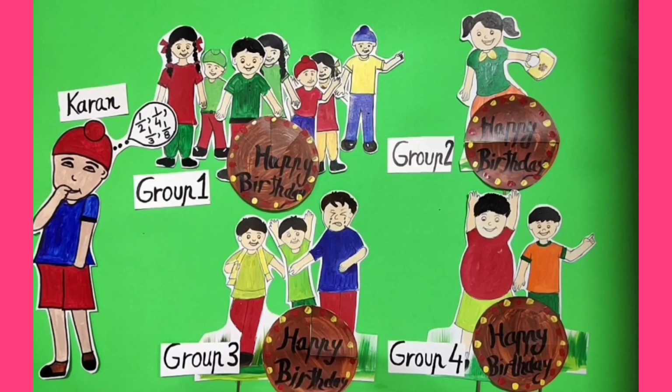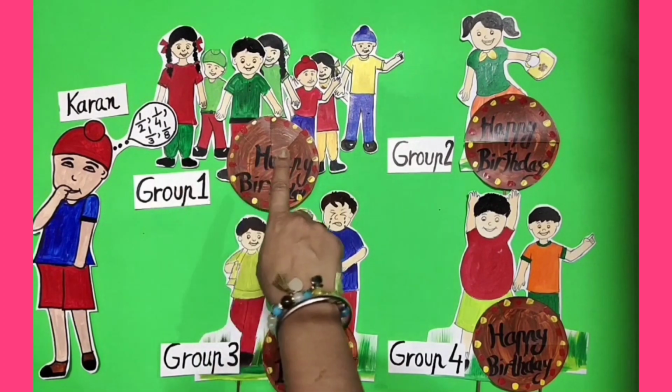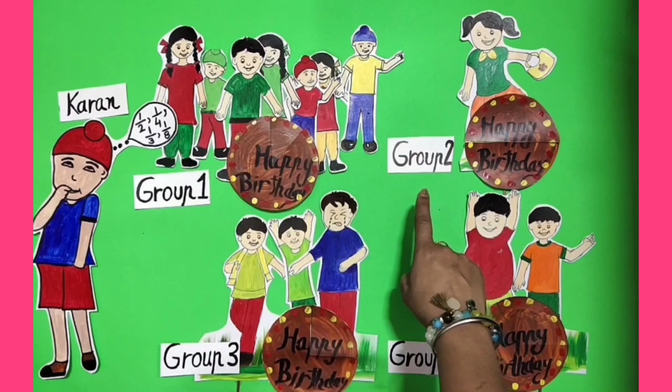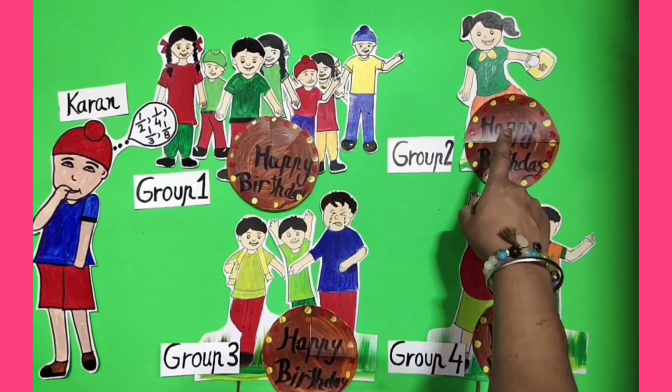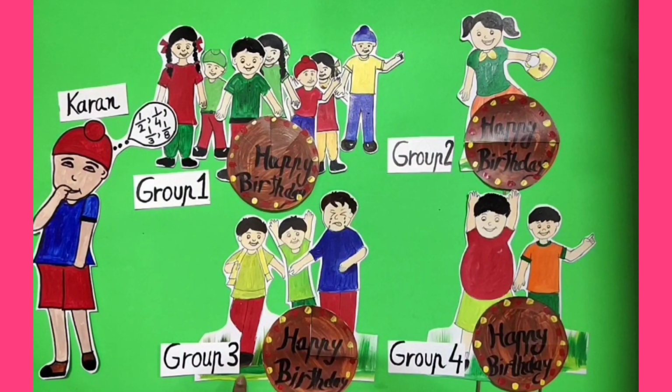In group 1, there are already 7 children. In group 2, there is 1 child. In group 3, there are 3 children. And in group 4, there are 2 children.